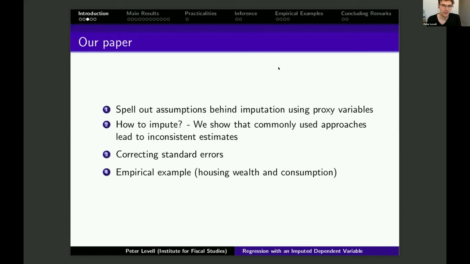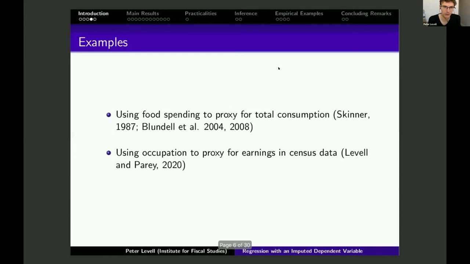So in this paper, what we do is we spell out the assumptions you need to make those imputations, to use the proxy variables in that way. We talk about the right way to do those imputations. In particular, some commonly used approaches lead to inconsistent estimates, and we'll show that. We show how to correct your standard errors for the fact you've done this imputation procedure. And then we illustrate the whole thing with a short empirical example looking at regressions of consumption on household wealth.